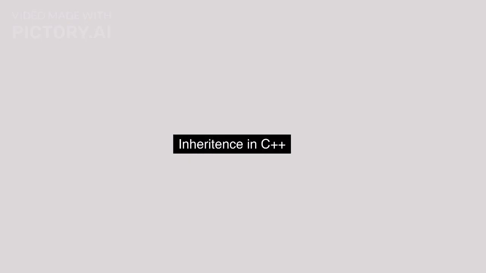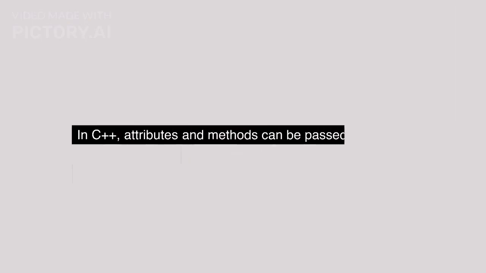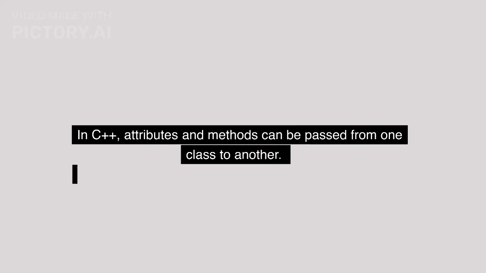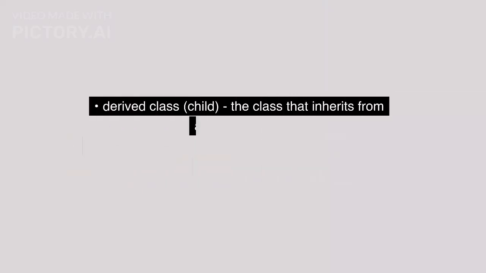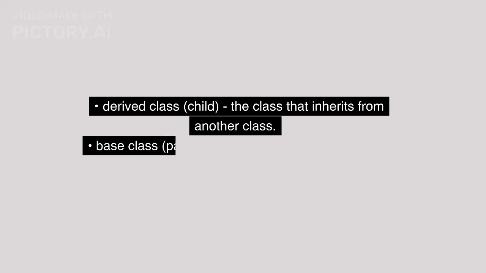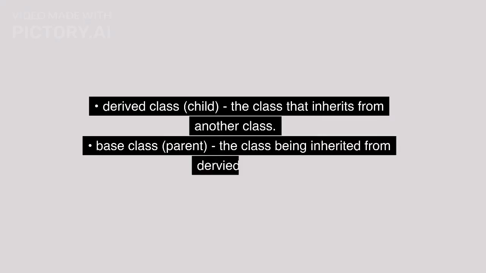Inheritance in C++. In C++, attributes and methods can be passed from one class to another. The inheritance concept is divided into two categories. Derived class, child: the class that inherits from another class. Base class, parent: the class being inherited from. Use the : symbol to inherit from a class.